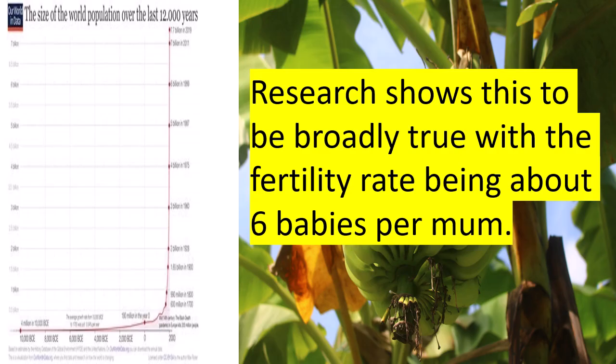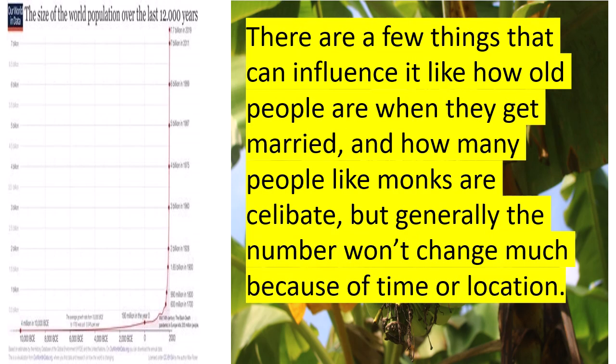Research shows this to be broadly true, with the fertility rate being about 6 babies per mum. There are a few things that can influence it, like how old people are when they get married, and how many people, like monks, are celibate. But generally, the number won't change much because of time or location.